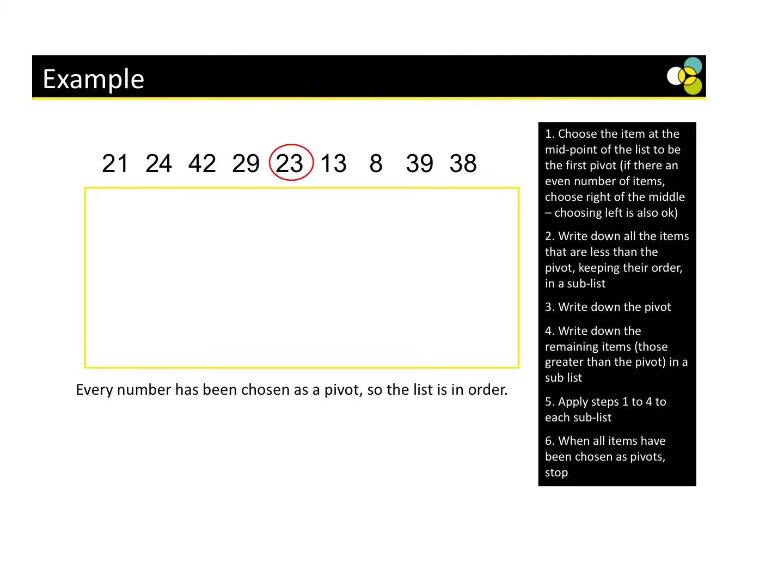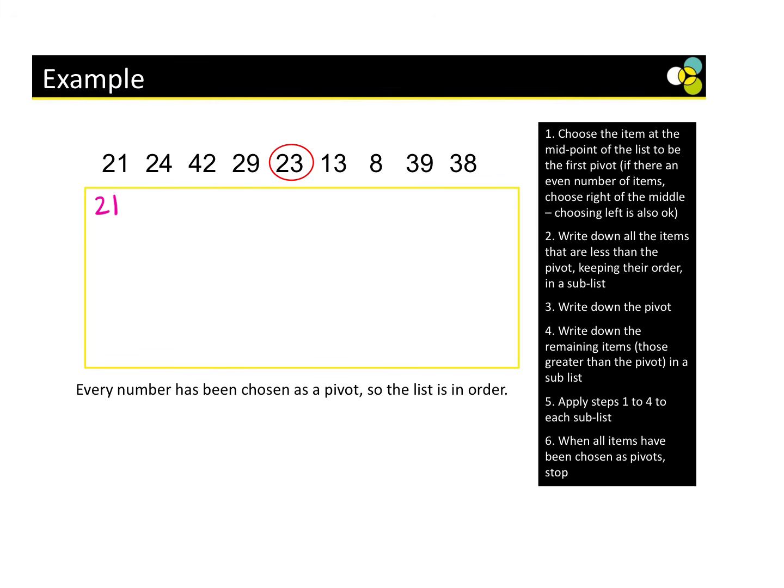Okay, so step 1, choose the middle. This is an odd list. It's nice and easy for us. We have chosen 23, okay? Now, what I do is I look at all the items that are less than the pivot, keeping them in order. So, for example, is 21 less than the pivot? Yes, it stays here, okay? Is 24 less than the pivot? No, so it needs to move here after it. Okay, so let's just put 24 here.